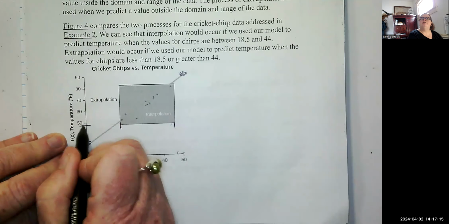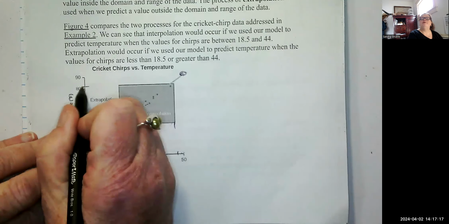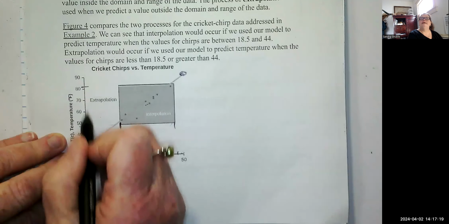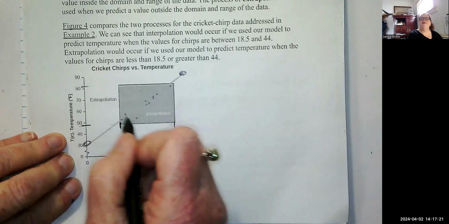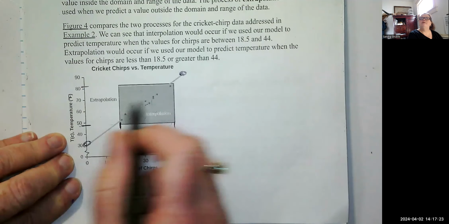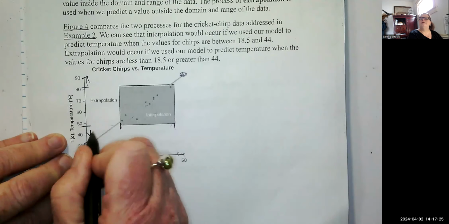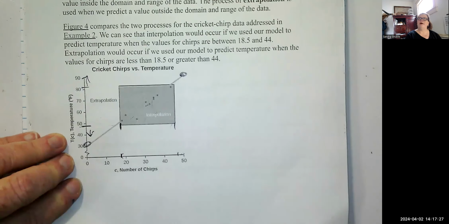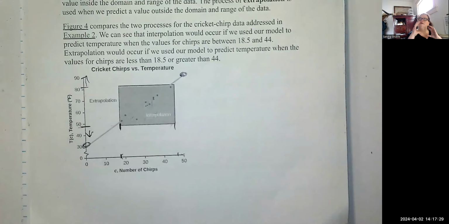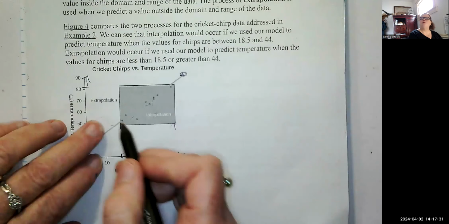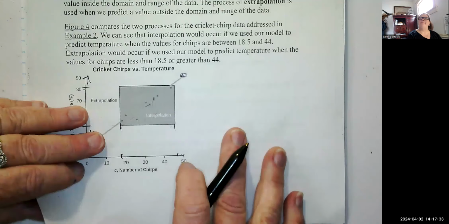Same thing for the range. So this comes over here and goes up to right about there. Anything inside this range is interpolation. If it's above it or below it, it's extrapolation. Okay, so there's a few things that have to do with where our data set is for our scatter plot. All right.